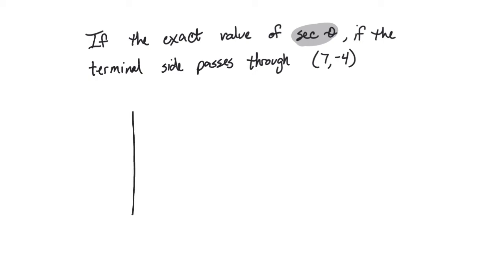So I don't need to draw the whole coordinate plane, but I definitely need to see a lot of the fourth quadrant. So this is where we would be. We're looking for the point (7, -4), so that would be over 7 and down 4. So the terminal point would end right there.